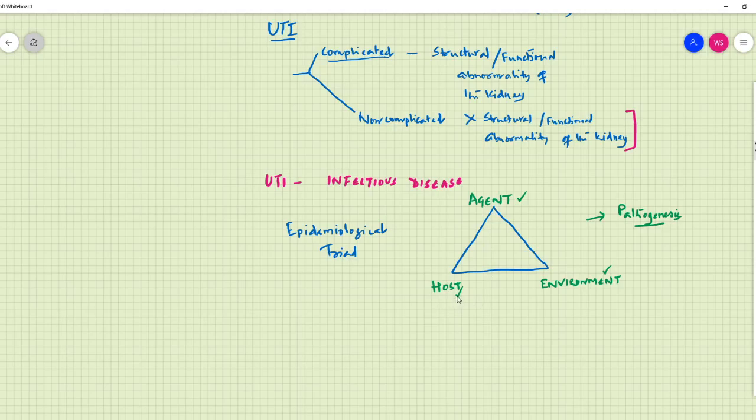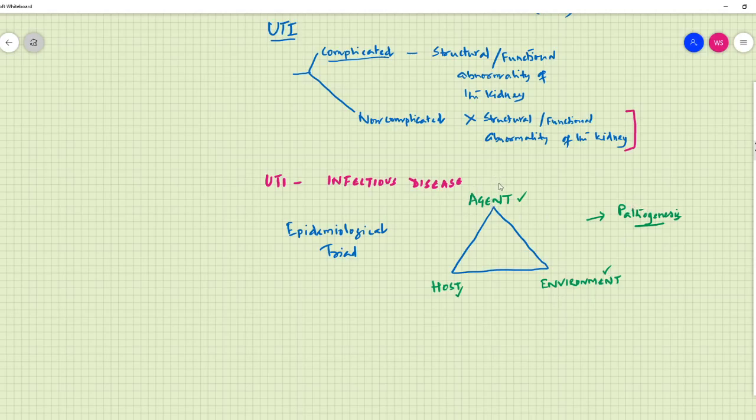And the host is the human being. And the environment is the local environment. In this case, if it is urinary tract infection, we are talking about the perianal and the vaginal region, or the penile region of the human body. That would form the environment.